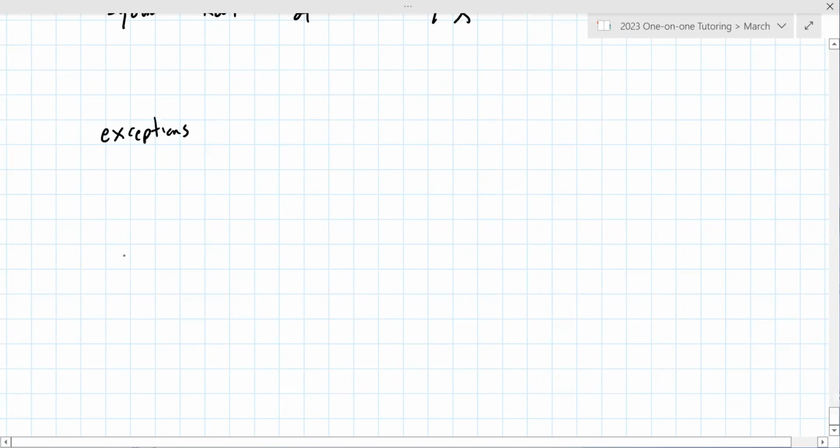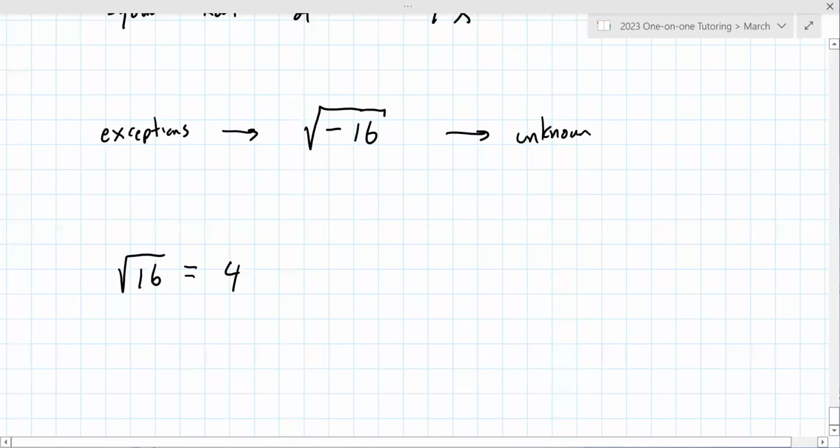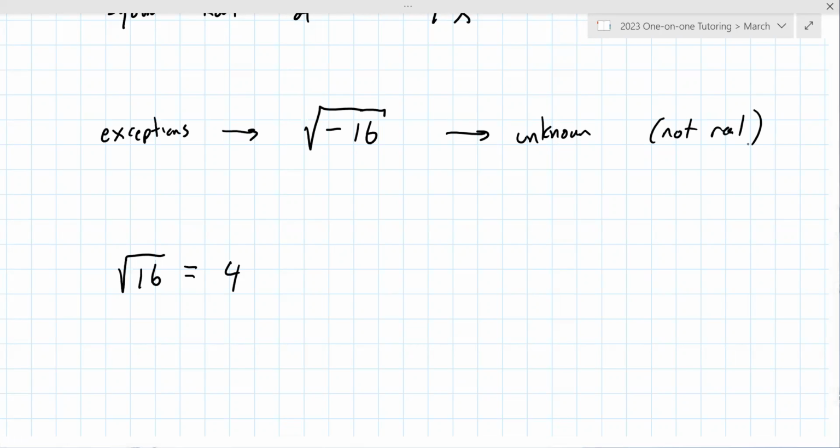Before we do that, though, can you tell me what is the square root of 16? It is 4. Here's an exception, the square root of -16. Right now, we're just going to call this unknown. Actually, we're going to say not real, meaning that it's defined in the complex domain.